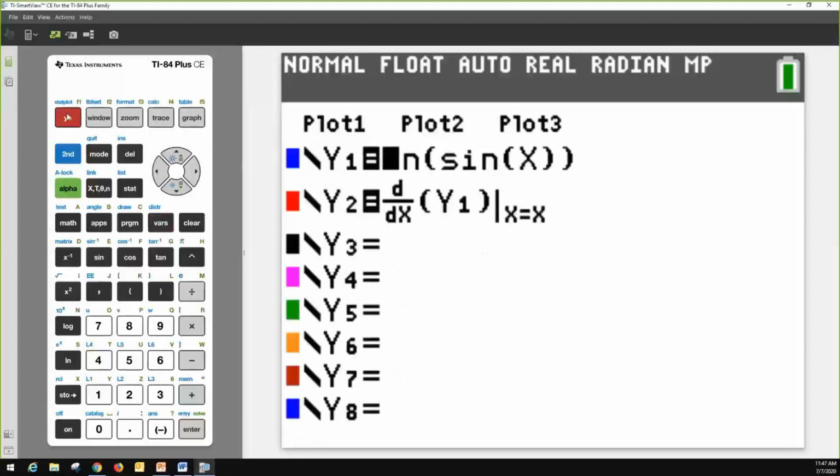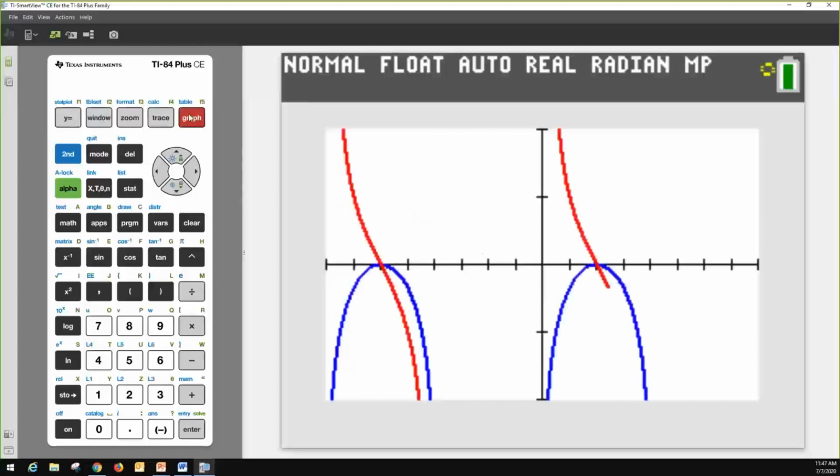And there's the equation that we're given, log of sine x. And in y2, I've told it to draw the derivative of that function. Again, it's not going to give me the equation, but it will tell me what the graph looks like. I set it to go between negative 2 pi and 2 pi. And now we can see the blue graph is our log of sine x, and the red one is the derivative. It certainly seems to have a lot of gaps in it.